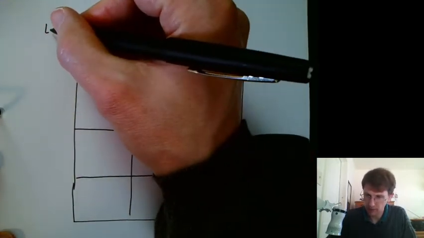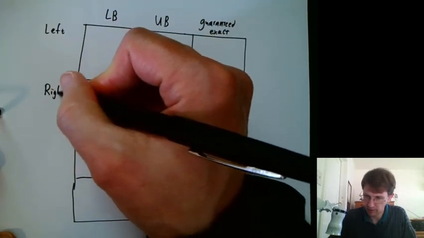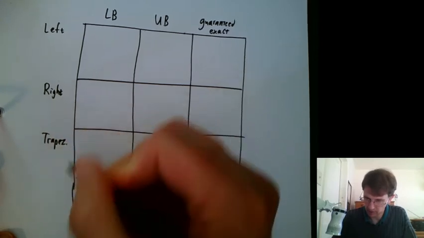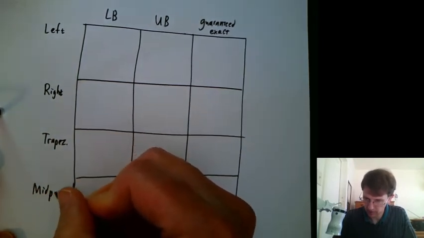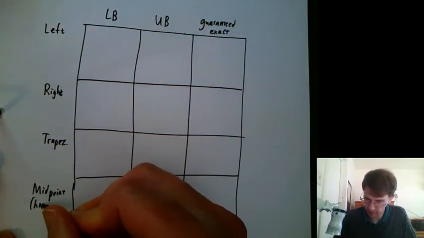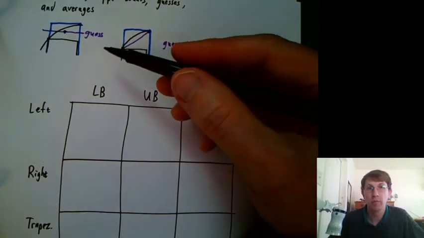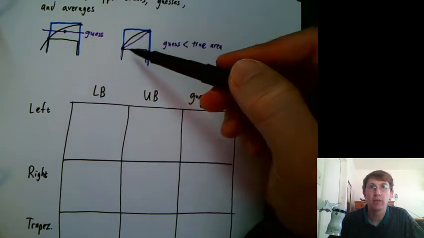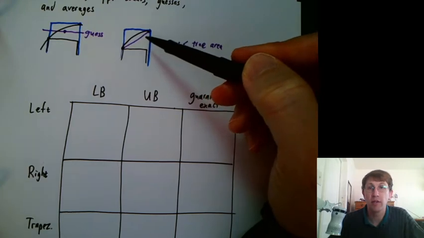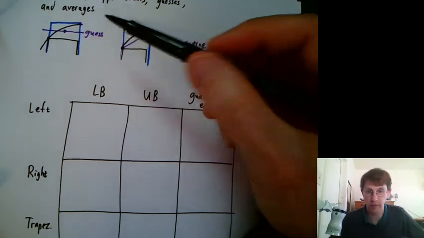And this row will be for the left method. This will be for the right side method. This will be trapezoid. And this will be midpoint. And remember, the midpoint here is horizontal. Does it make sense that we could call trapezoid the vertical midpoint method? Because trapezoid is drawing this slanted line, which has the same area under it as this guess, which we've been drawing, which is the midpoint vertically.